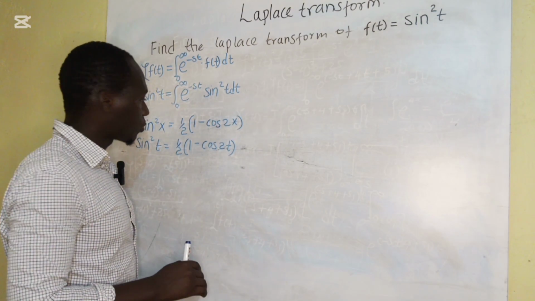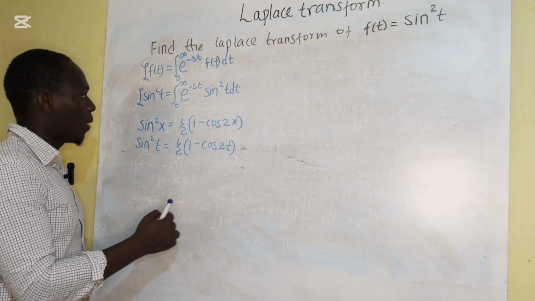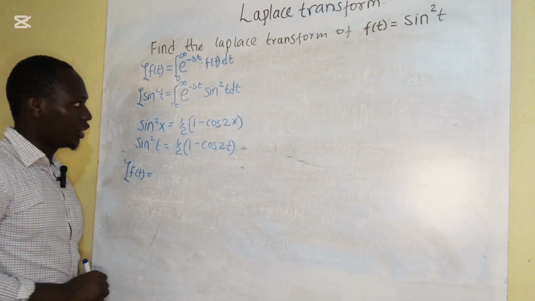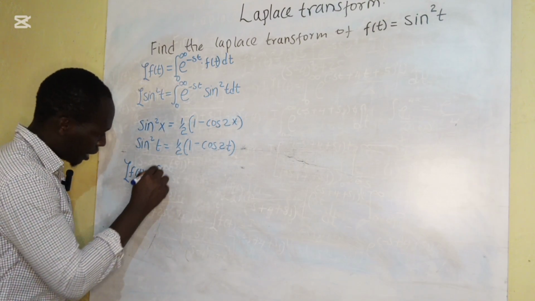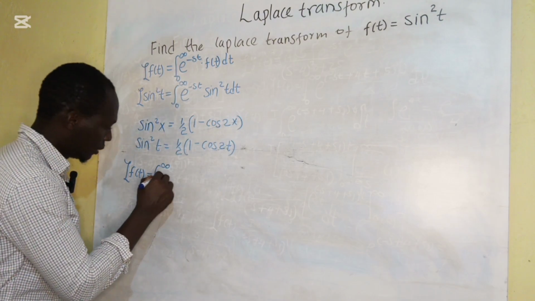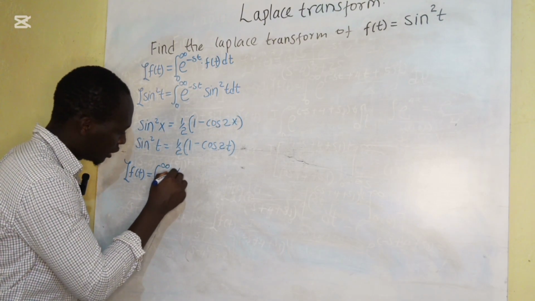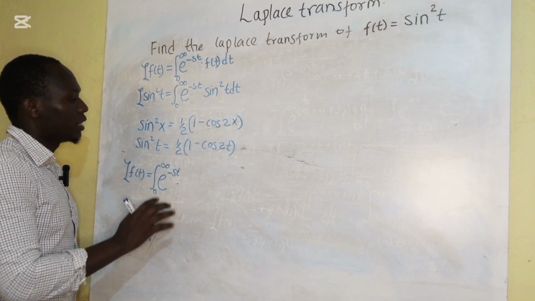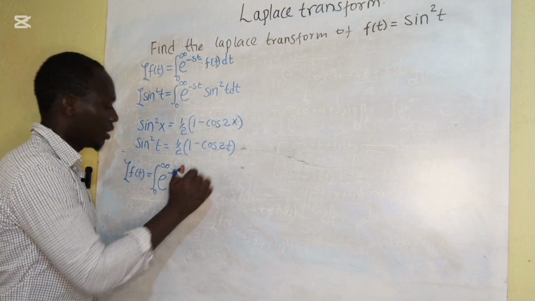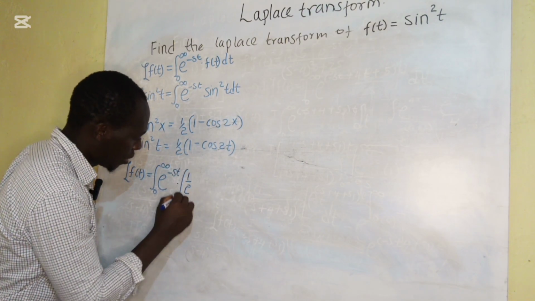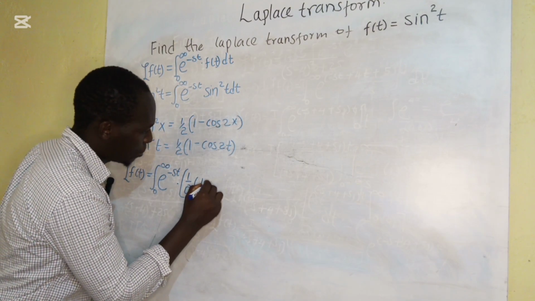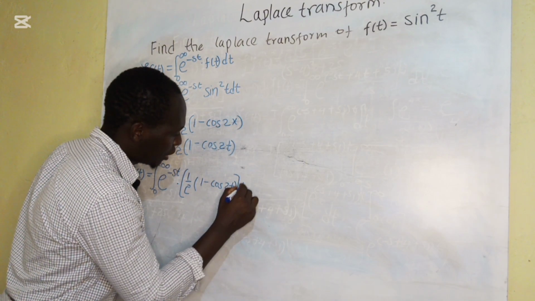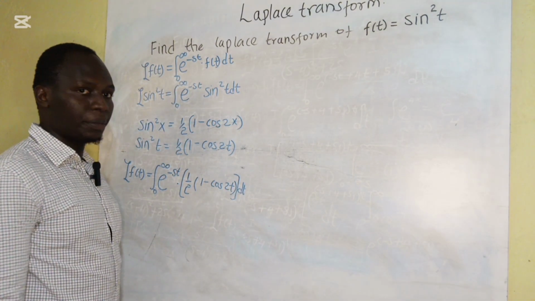At this point now, we can continue with our working, whereby we understand that the Laplace transform of our function f of t is going to be equals to an integration with respect to our limits, exponential negative st we multiply by sine t squared is equals to whatever we are having here, a half into 1 we subtract from cos 2t, and our integration is with respect to dt.